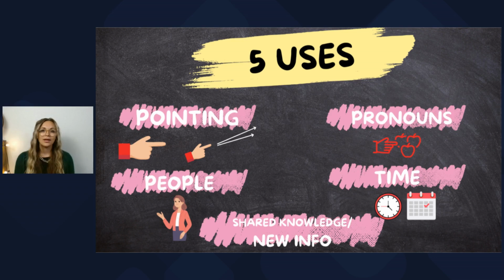Here we go. While there are many uses for this, that, these, and those, today we are going to talk about 5 common uses. Pointing to something or someone. We can also use them as pronouns. We use them when referring to people, either other people or ourselves. We use them as time phrases, and we also can use them as shared knowledge or for new information. So let's get started on use number 1.